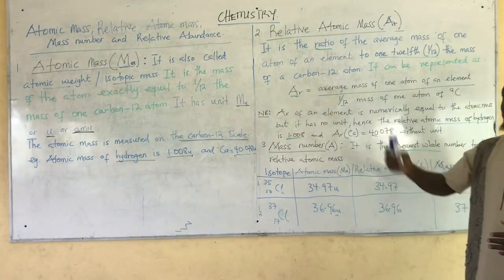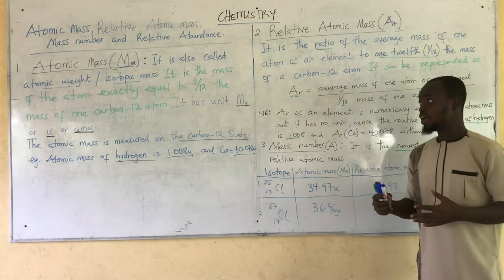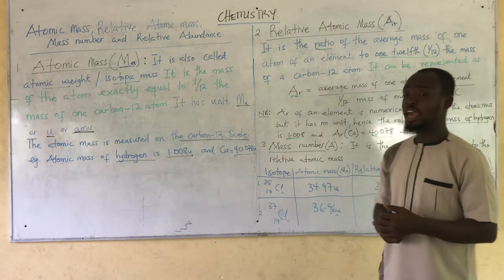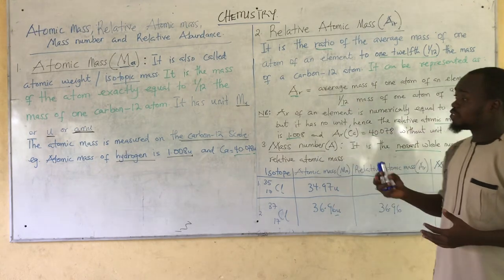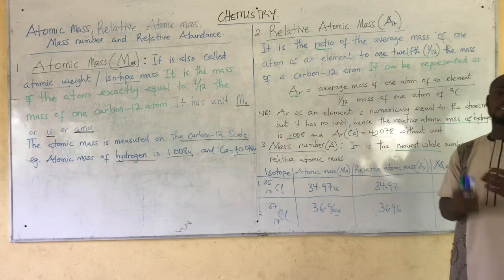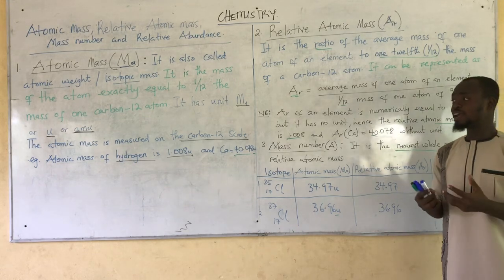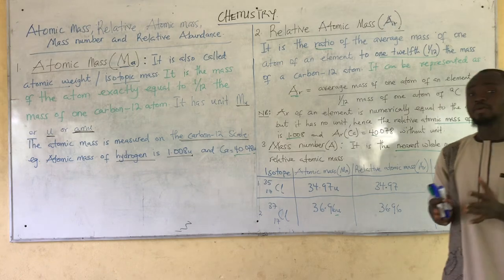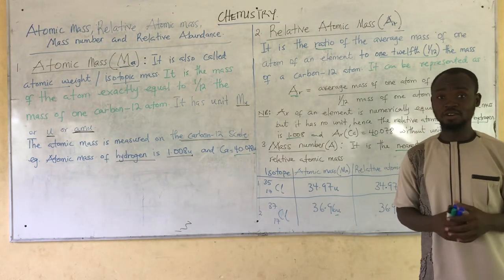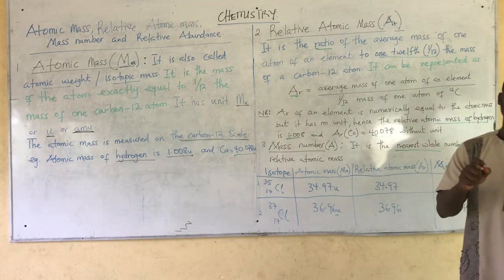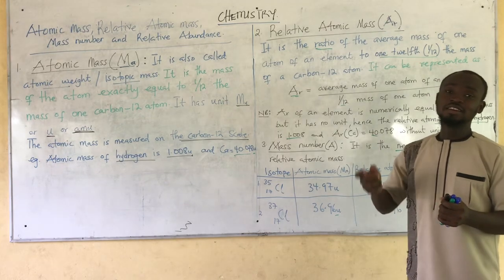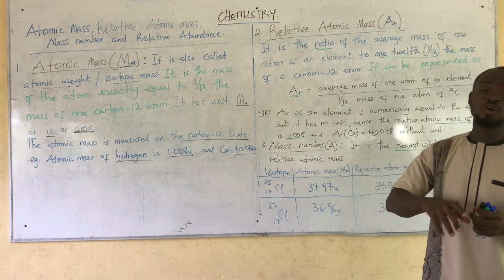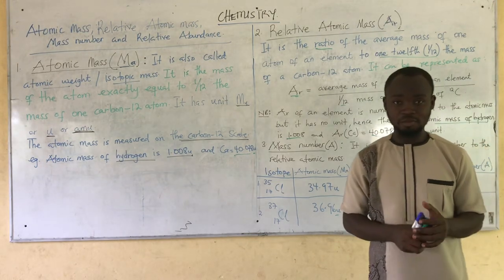So that is atomic mass. It has a unit, u or amu. But relative atomic mass, since it's a ratio, has no unit. Numerically, they have the same value, but atomic mass has a unit and relative atomic mass has no unit. Is that okay? And mass number is the nearest whole number of the relative atomic mass.